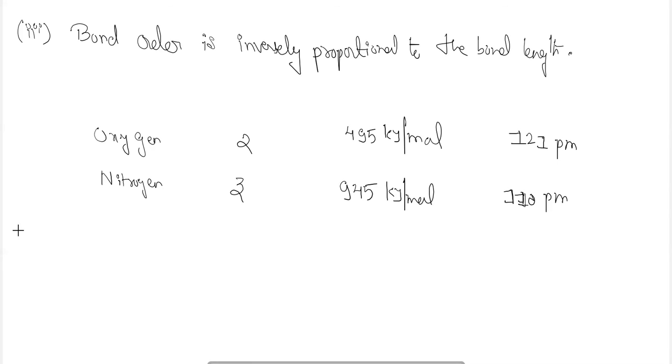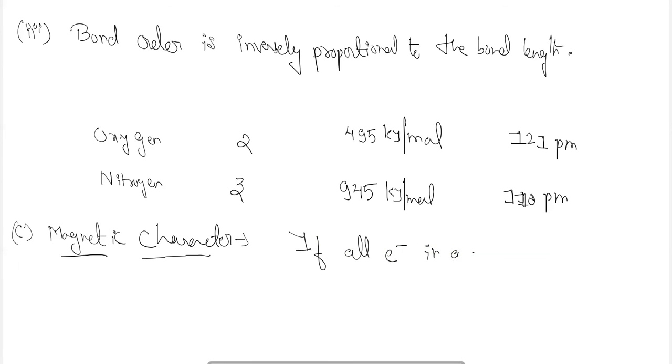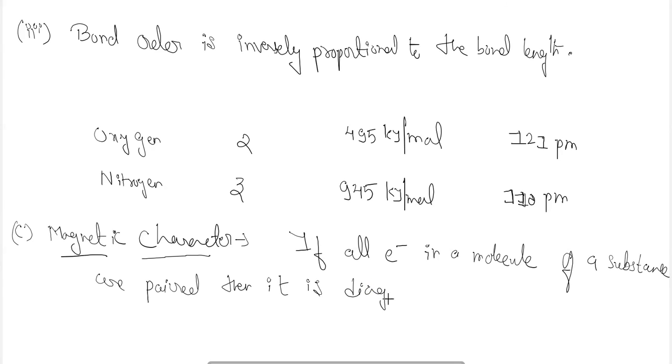Next is the magnetic character. After bond order, the next topic we are going to discuss is the magnetic character, which can be easily determined by the molecular orbitals. If all the electrons in a molecule of a substance are paired, then it is diamagnetic, meaning it is repelled by the magnetic field.